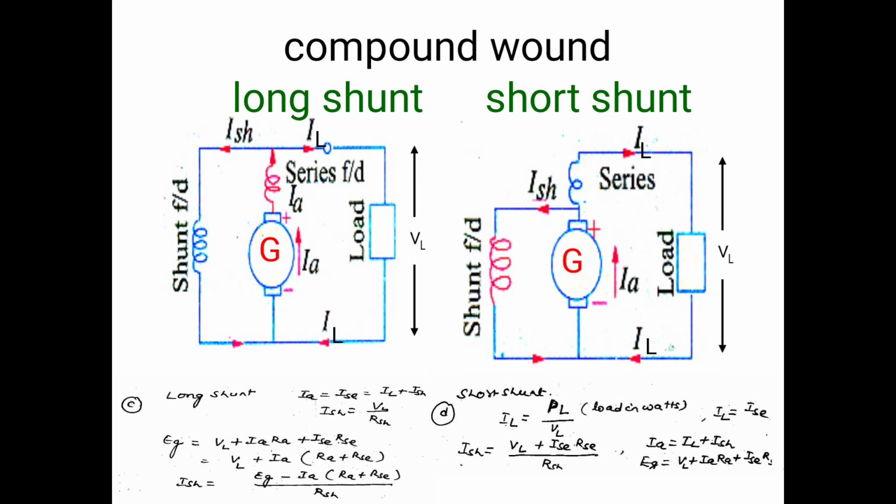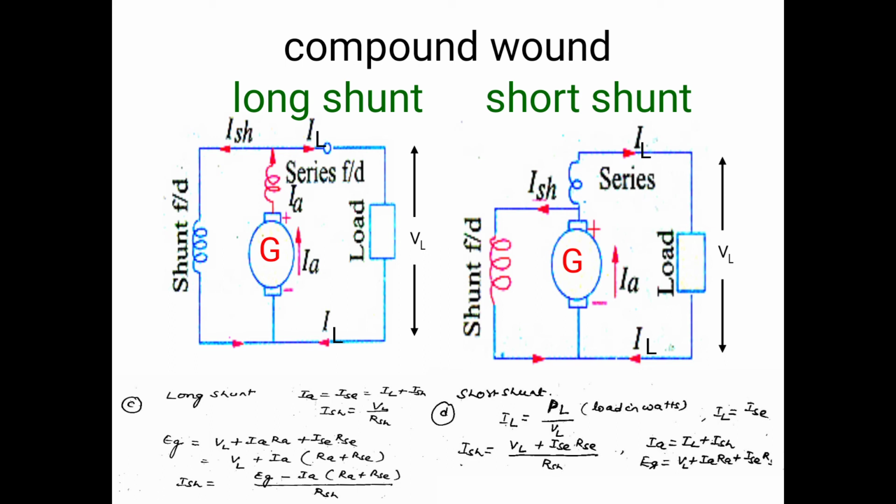First, the current equation. The total current is the armature current. This armature current IA equals the series field winding current, IA equals ISC. Next, this current is divided into two parts, ISH and IL. So ISC equals ISH plus IL. Okay, this is the one current equation.